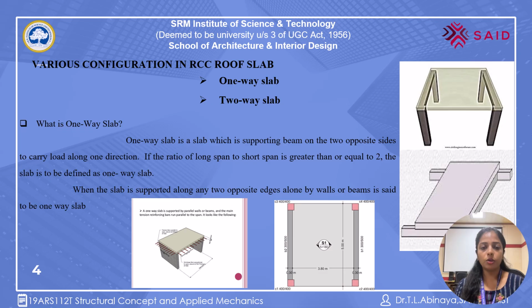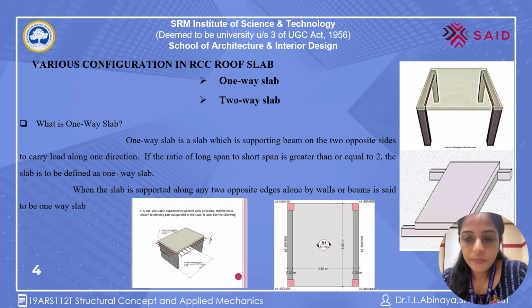When a slab is supported along two opposite edges by the wall or the beam, it is said to be a one-way slab. You can see the image. There are 4 columns, but the beams are running only in two directions, not all 4 directions. In such a case it is known as a one-way slab.